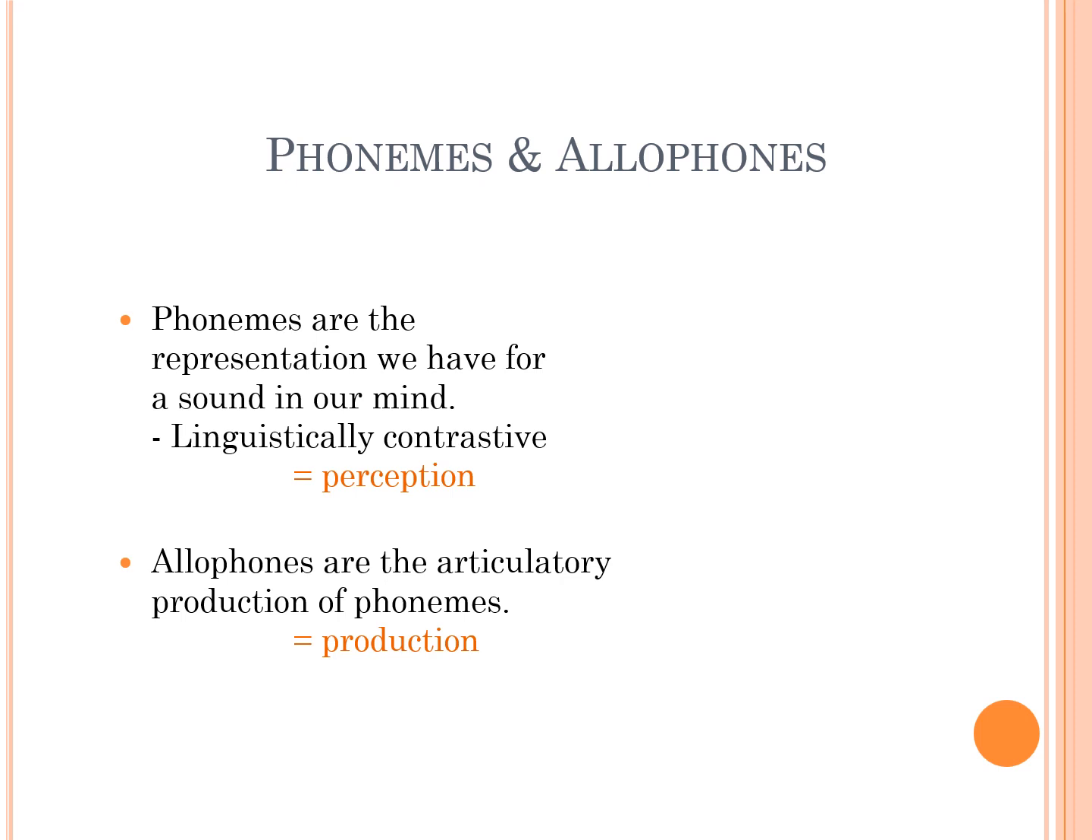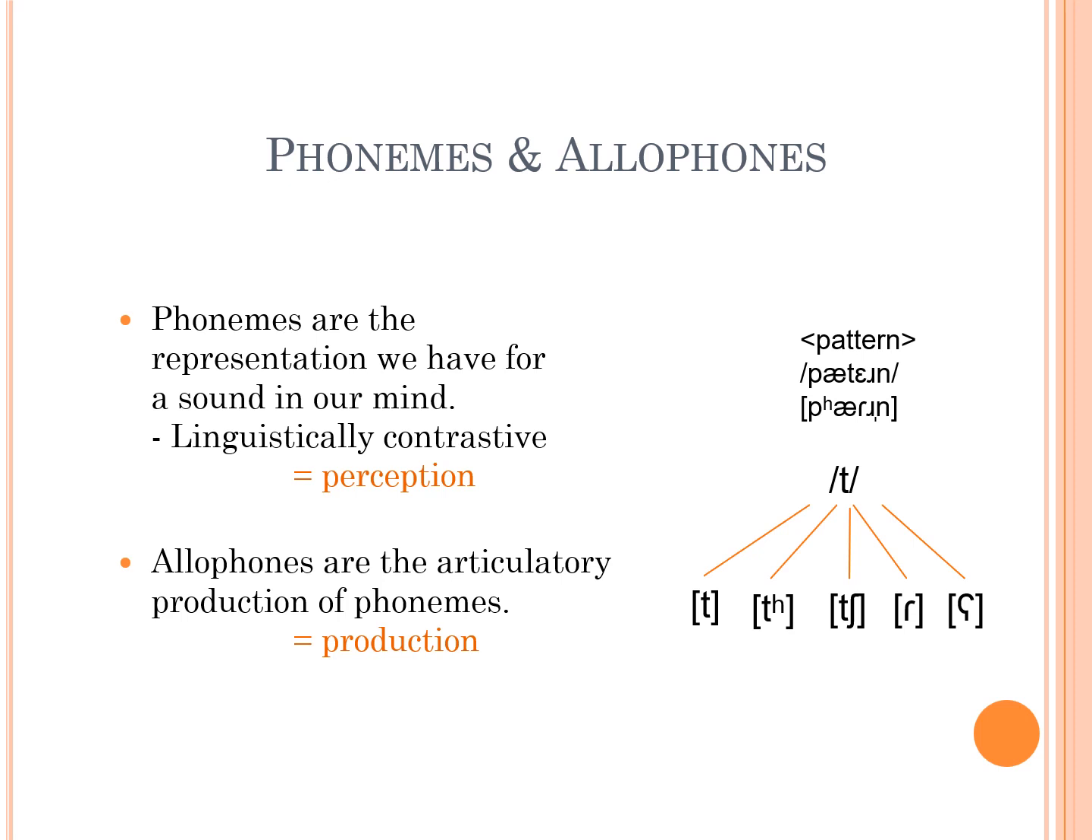Allophones are the articulatory production, or the articulation of those phonemes. They are about production, right? So she gives us some examples here. If we look at the word pattern, which she has at the top, in the forward slashes, we're denoting that those are phonemes. So pattern, which is actually what I'm more used to looking at. And then in the brackets are our allophones.